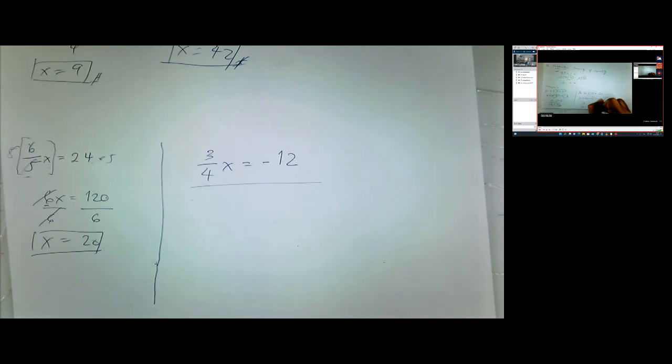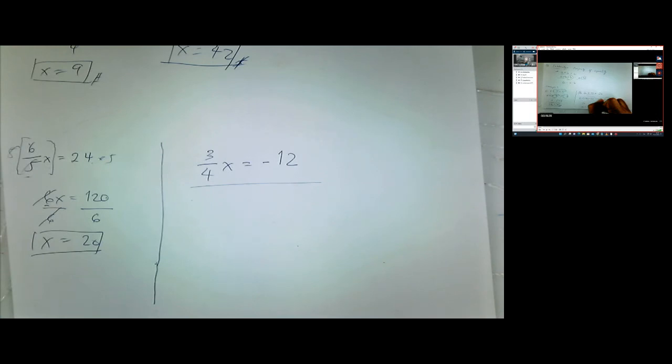Okay, what's the answer? Anyone from the class? What is 3 over 4x equals negative 12? What is the value of x? The answer is... Who answered? What's the answer? Very good. The answer is negative 16.